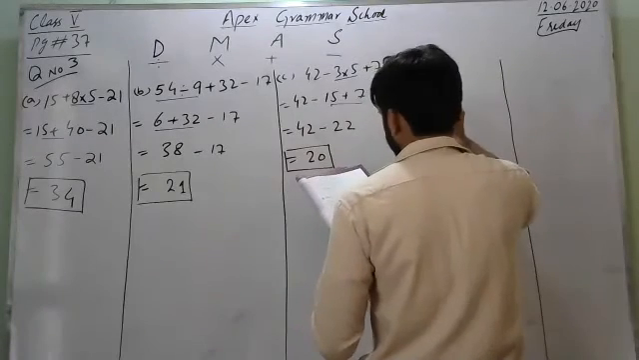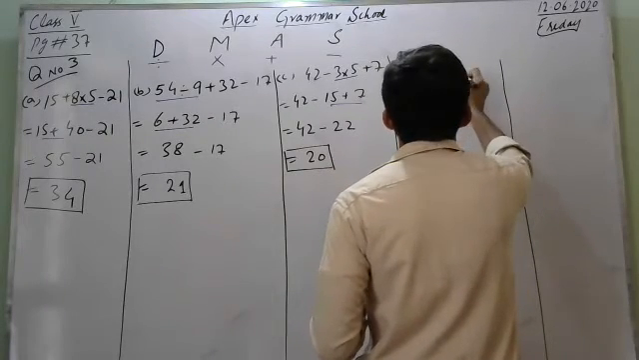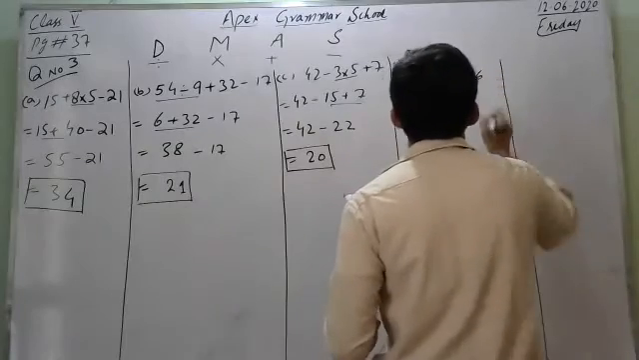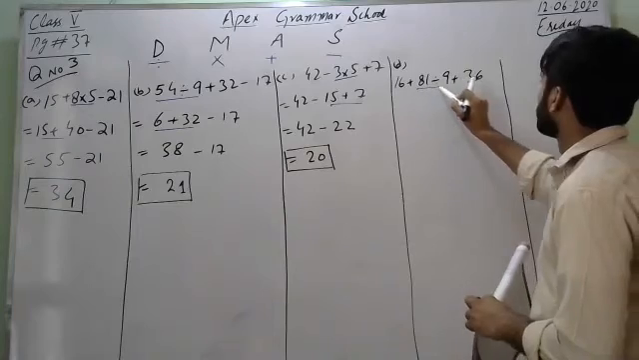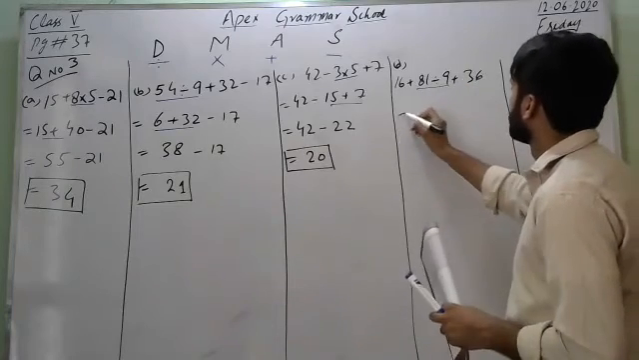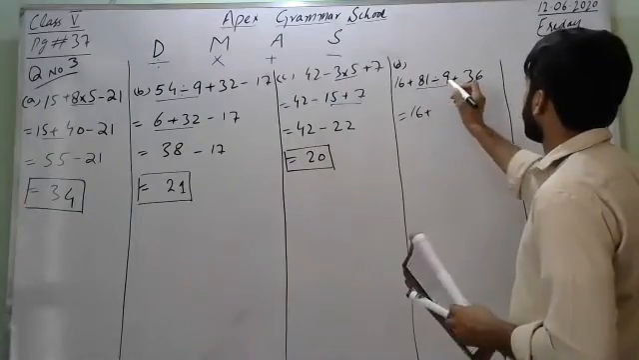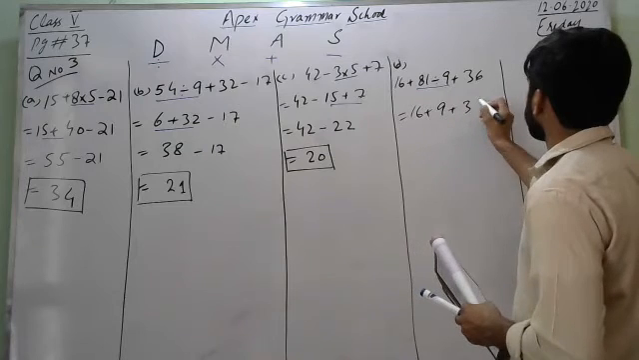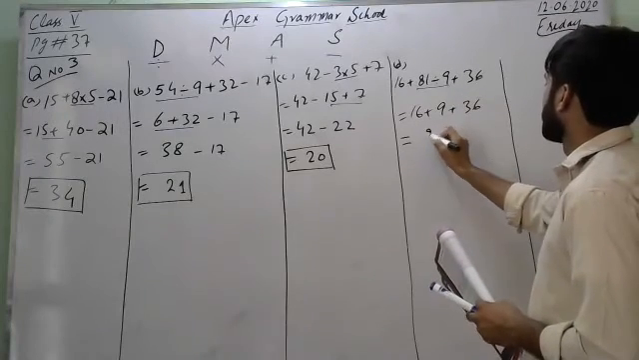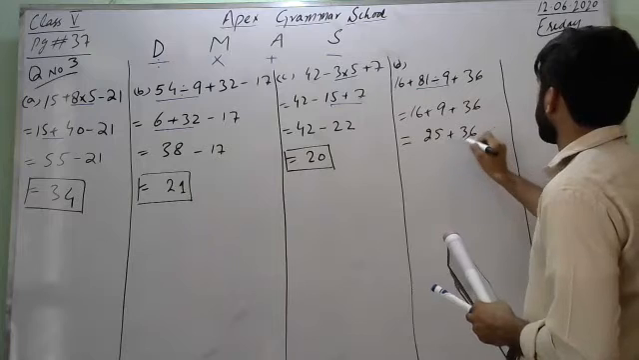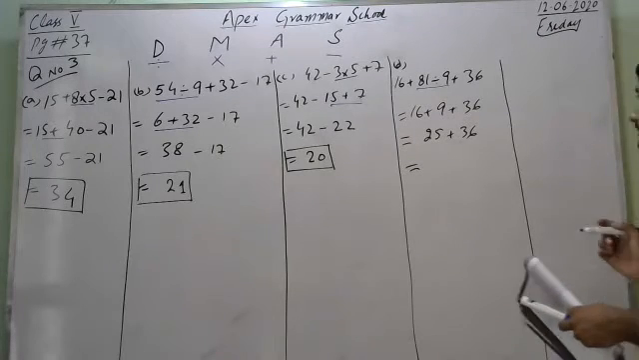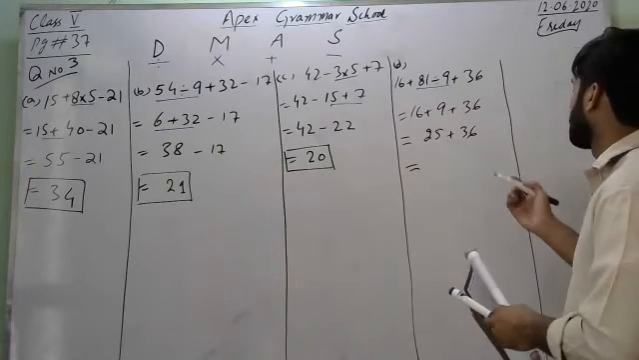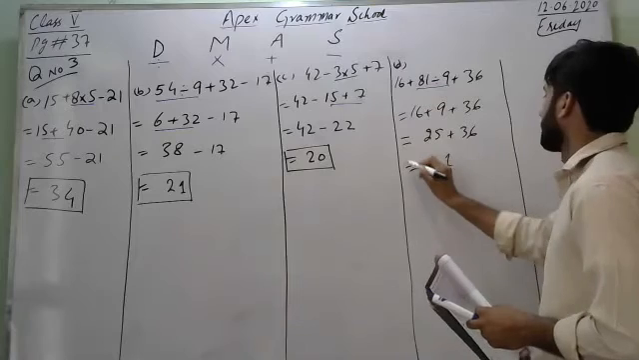16 plus 81 divided by 9 plus 36. Division. 81 divided by 9, answer is 9. 16 plus 9, 25, plus 36. 36 plus 25, answer is 61.